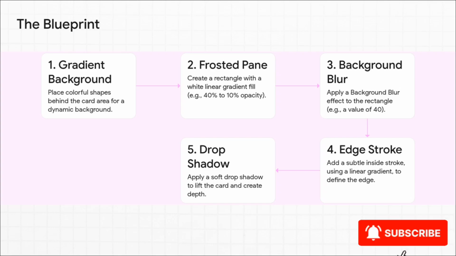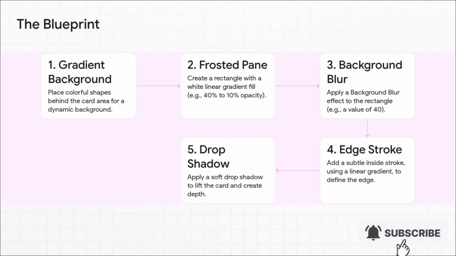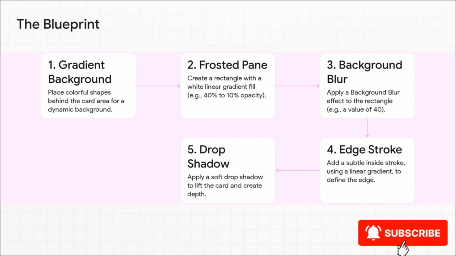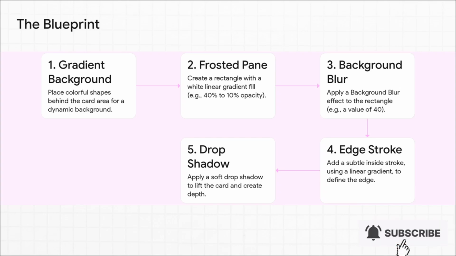Step 3, apply that all-important background blur. A value around 40 is a great place to start. Step 4, add a really subtle inside stroke. Maybe even use a gradient to define that polished edge. And finally, step 5, add a soft drop shadow to make the whole thing pop.